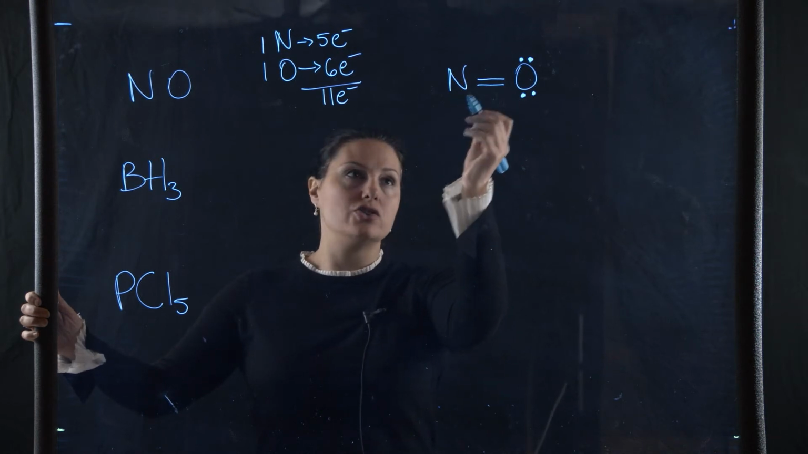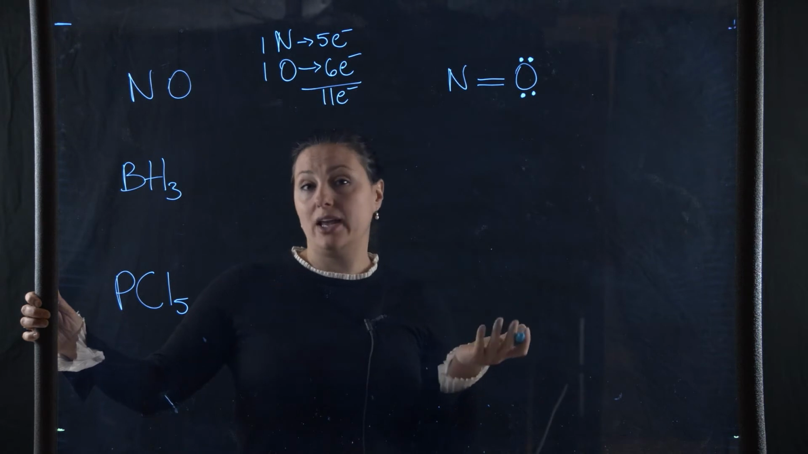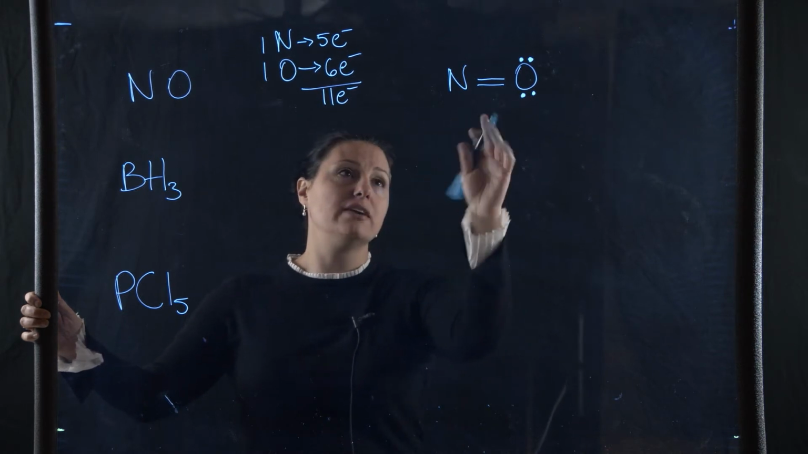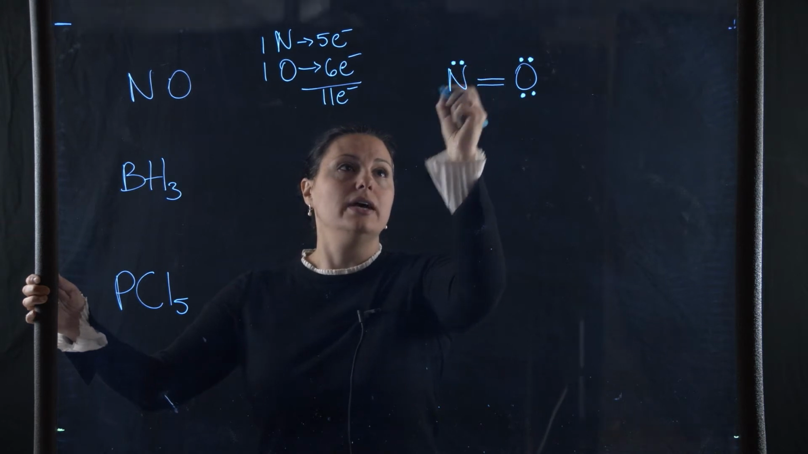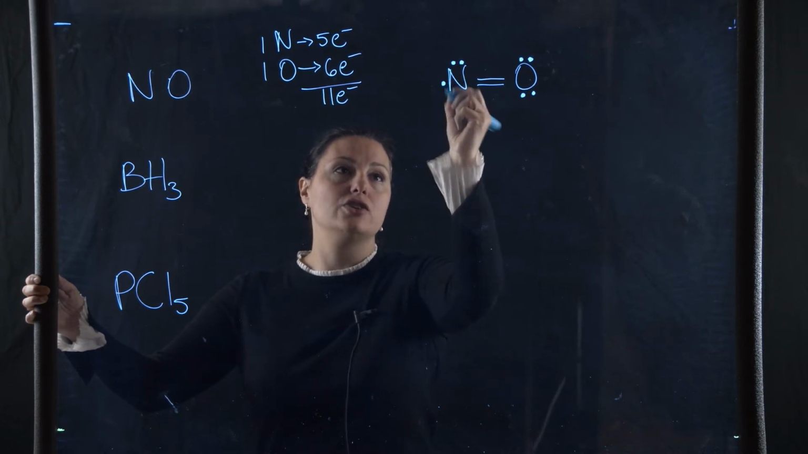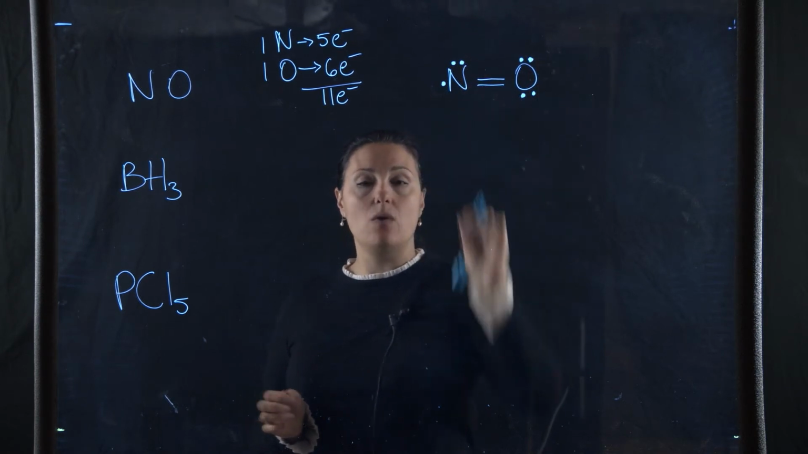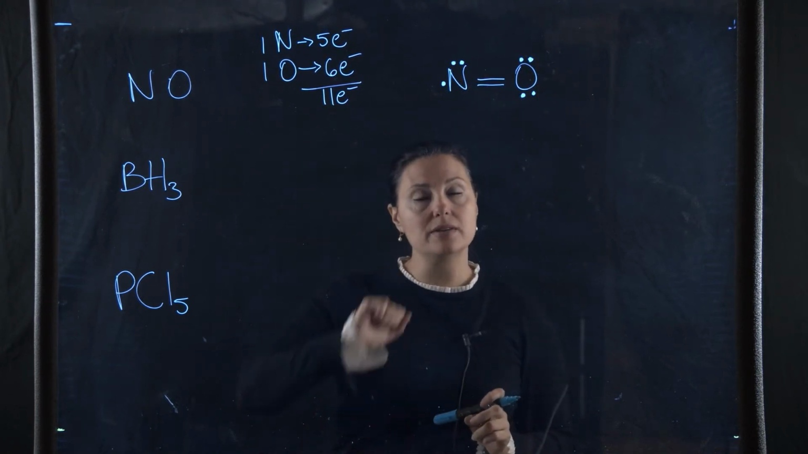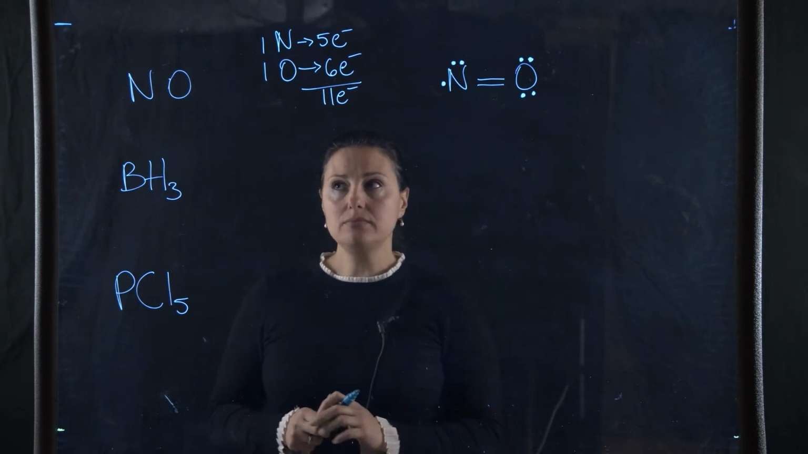Now let's look at nitrogen. It has 2, 4. It needs 4 more. However, I ran out of electrons. I only have 3 more to give it. So it will have a lone pair and then a single electron that is not paired. I have 2, 4, 6, 8, 10 plus that 1, 11. So I've used up my 11. But I have 1 unpaired electron.